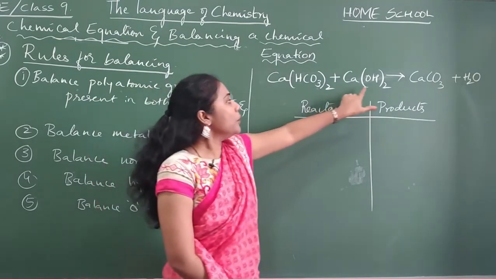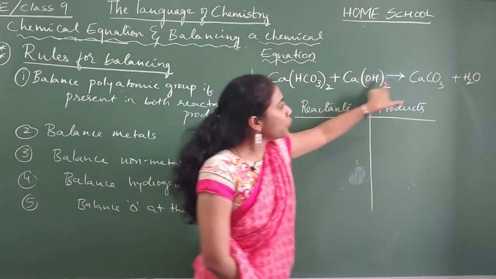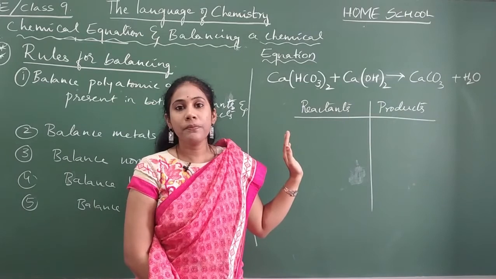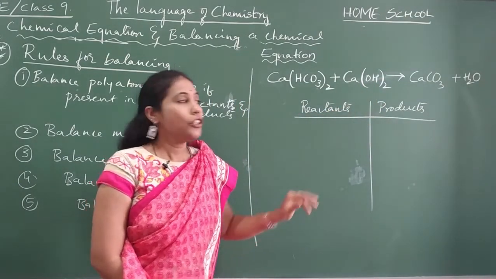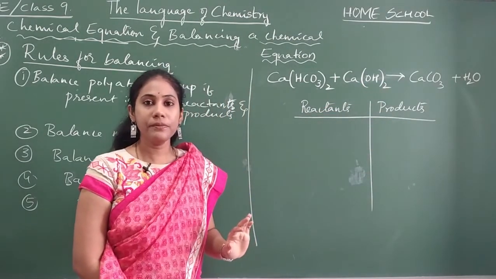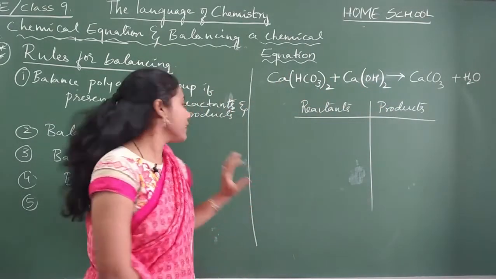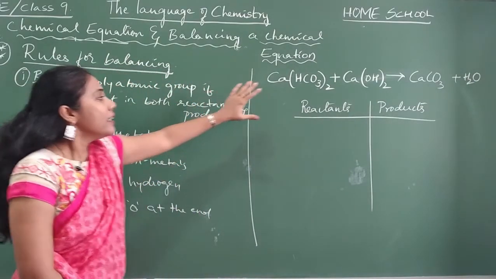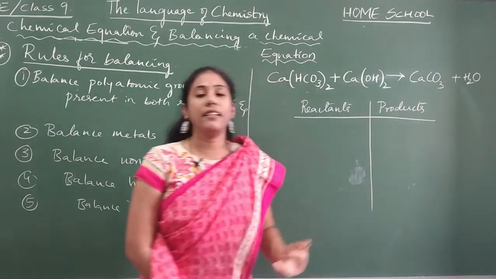Then one more polyatomic group is there, OH. But is that OH group there on the product side also? No, it is not there. Then this also you should not consider as a group. You should consider oxygen separately, hydrogen separately. So now element-wise only you have to balance. Though it is a polyatomic group, you cannot consider it as a group because these are not there on the product side.